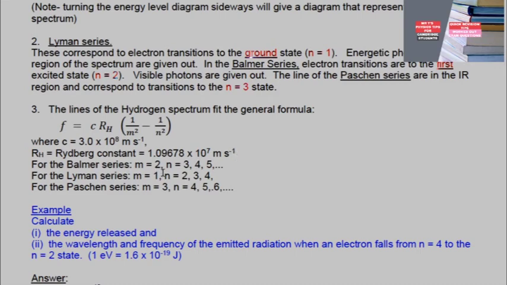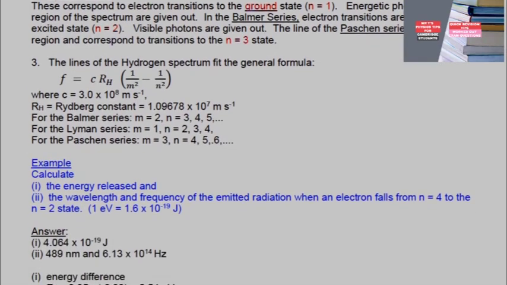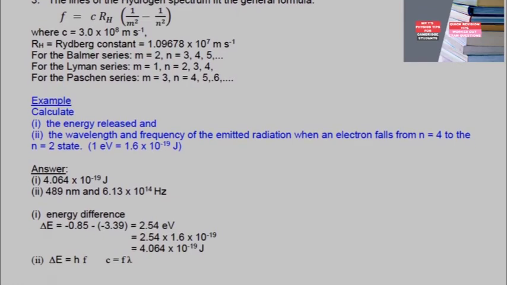For the Balmer series, you start off with m is equal to 2, then n is equal to 3, 4, 5, 6, and so forth and so on. Then for the Lyman series, m will be equal to 1, and then n is equal to 2, 3, 4, 5, 6. Then Paschen series, m will be equal to 3, n will be equal to 4, 5, 6, 7, something like that. So we have this one example to show.